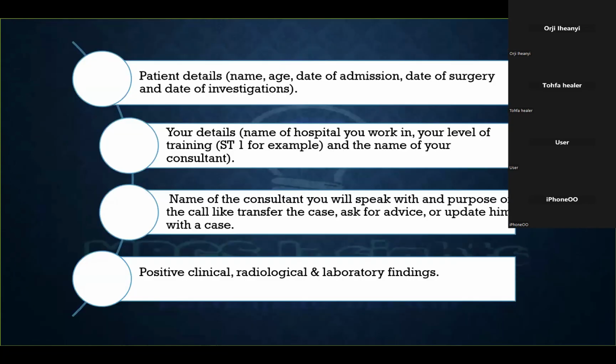So what to write in those 9 minutes? You have to write the patient details like patient name, date of admission, date of surgery, and date of investigation. Then your details like the name of the hospital you work in, your level of training like ST1 for example, and the name of your consultant. And at the same time, you have to write down the name of the consultant you will speak with and the purpose of the call, like transfer of the case, or ask for advice, or update him with the case. And you also have to write positive clinical, radiological, and laboratory findings.